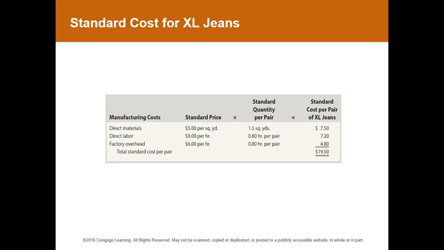So when we are preparing those budgets, that production budget, cost of goods budget, all of this information is what we're using to do that.